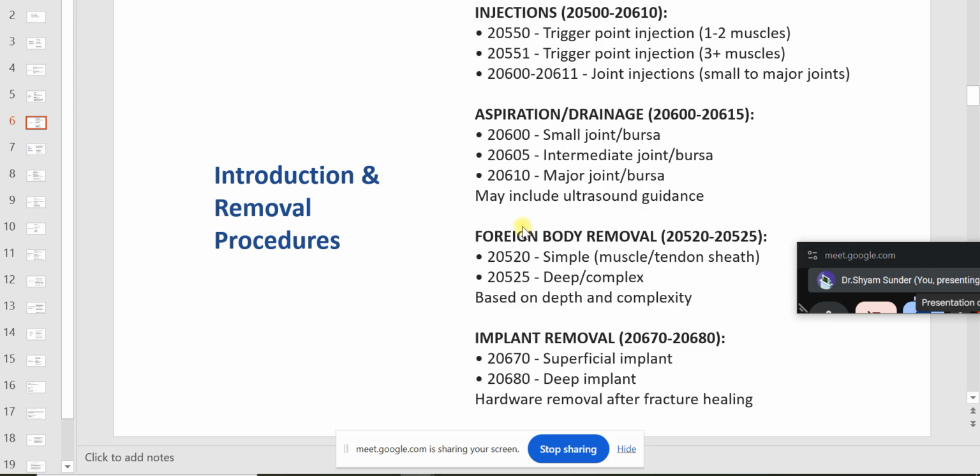Under introduction, you'll find certain injection of drugs. There is a condition called trigger point, where the patient will have pain in a particular muscle area or tendon area. Then the surgeon will introduce a drug injection like a painkiller or cortisone into the muscles or joints also. You'll find the codes on introduction, or foreign body removals, implant removals.